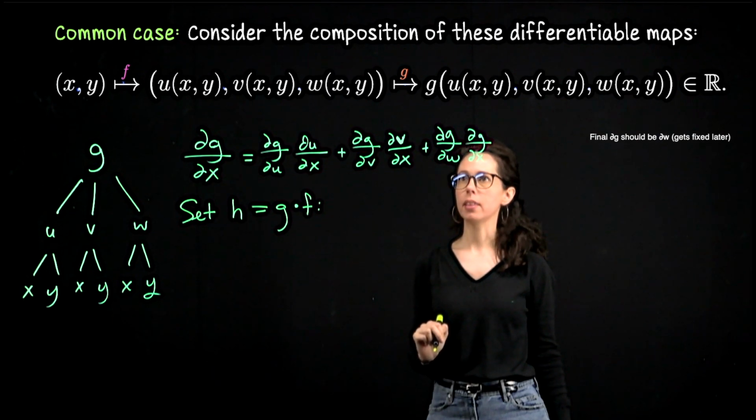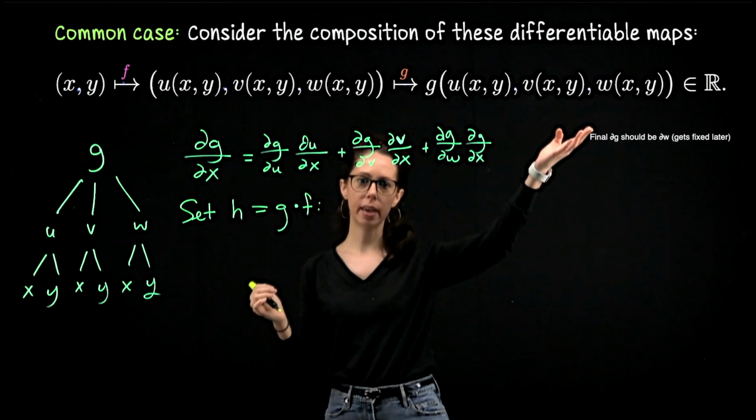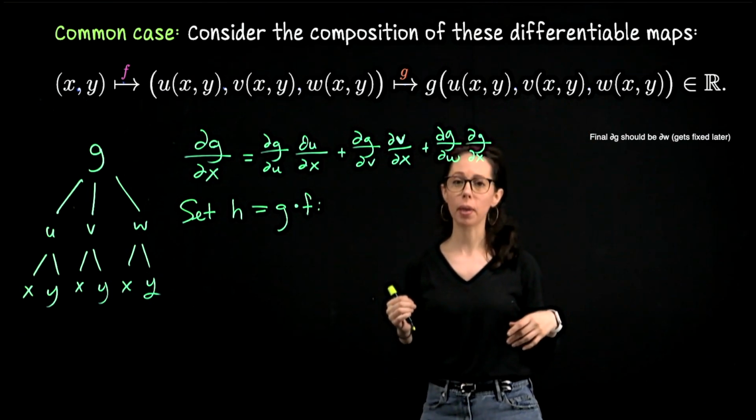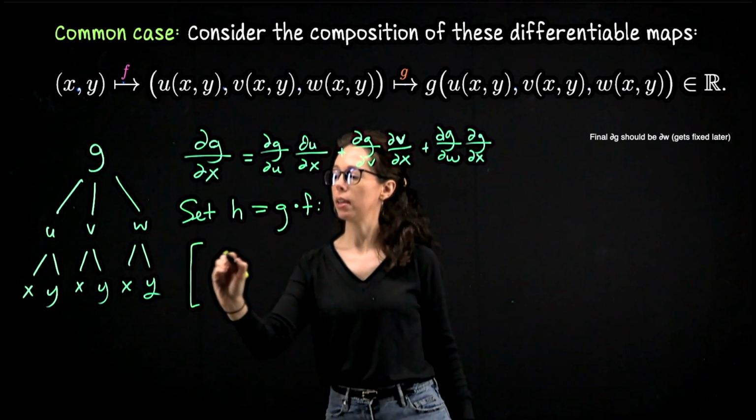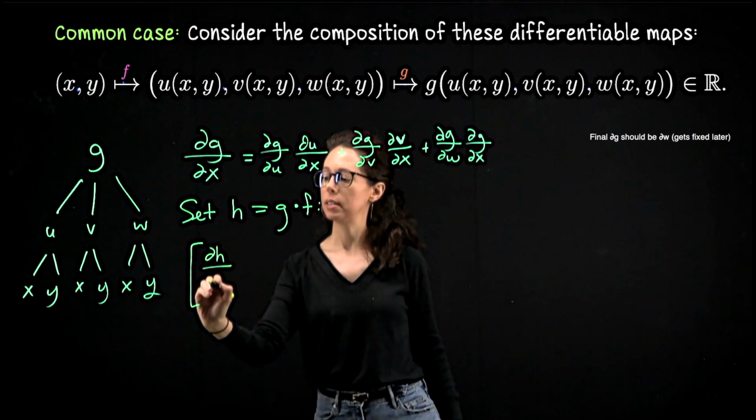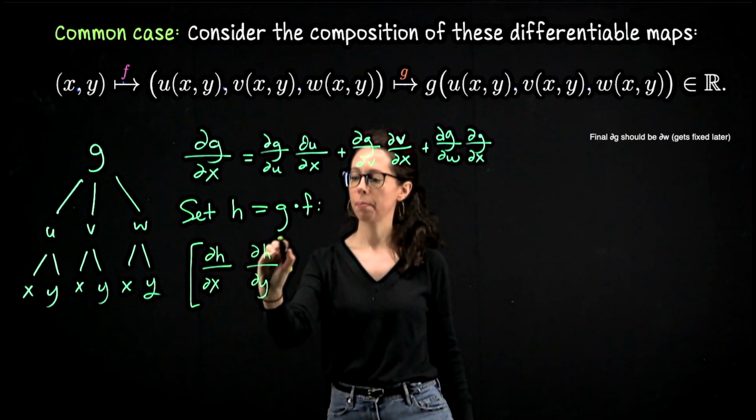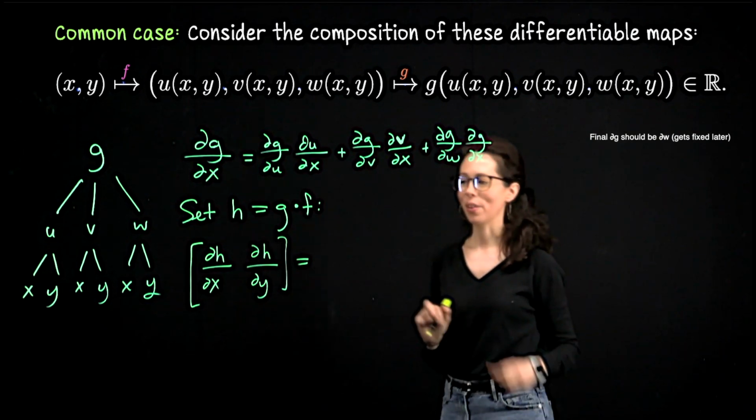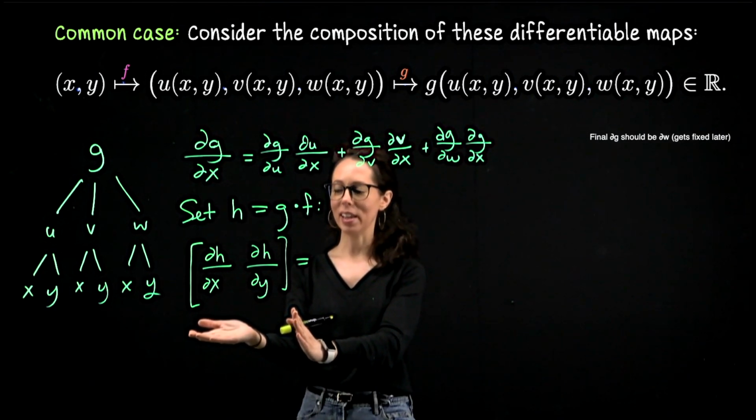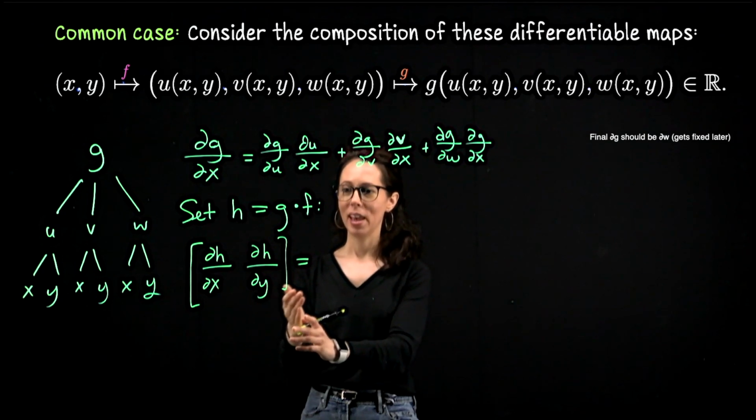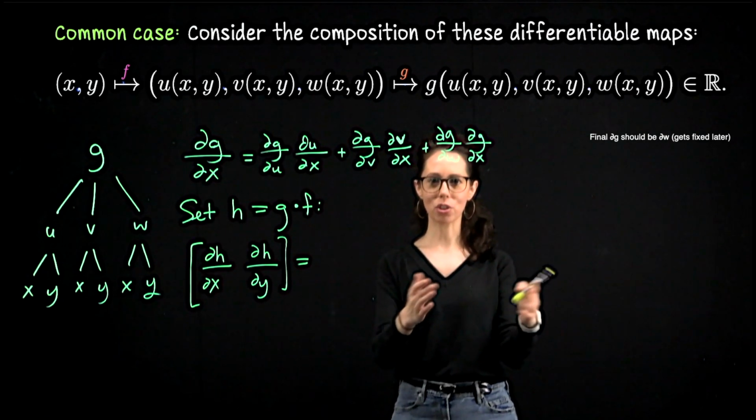h ultimately in this presentation is a map from R2 to R because g is scalar valued, which means its Jacobian matrix is 1 by 2. In fact, we can say what the coordinates would be. They would be dh/dx and dh/dy. Okay, so this is the Jacobian matrix for the composition. It's 1 by 2. And now I want to write this as the product of two other matrices.